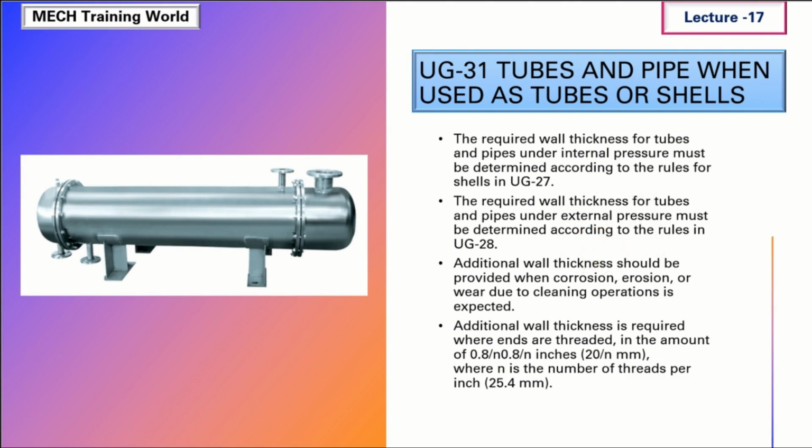Generally, we know, right, at continuous areas stresses are normal. Okay, at discontinuous areas, stresses are very high. Okay, to control those stresses, to resist those stresses, we need to add additional wall thickness at the threaded area. That is 0.8 per n inches or 20 per n mm, where n is the number of threads per inch. This ensures that the threaded ends are strong enough to handle the stresses which are involved in that area.